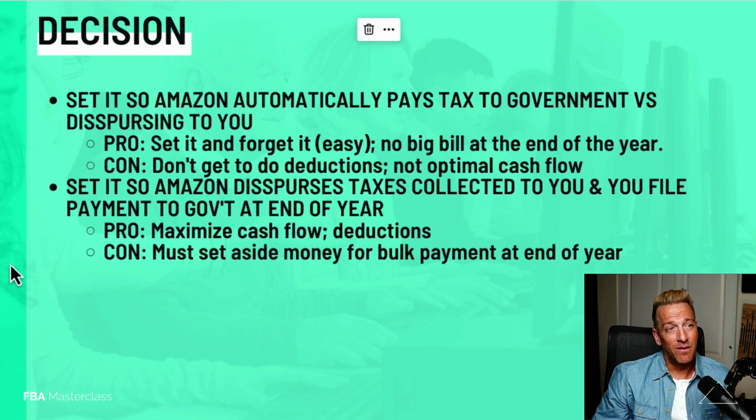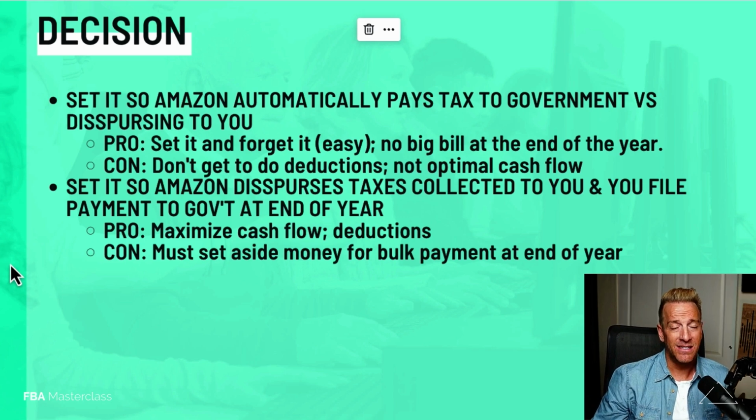But the con is that if you don't do the deductions, it's not optimal for cash flow, and you're likely going to pay more in tax than if you managed it yourself. So the second option is to set it so Amazon disperses the taxes collected, those GST taxes collected when somebody purchases your product, and then you file with the Canadian government at the end of the year.